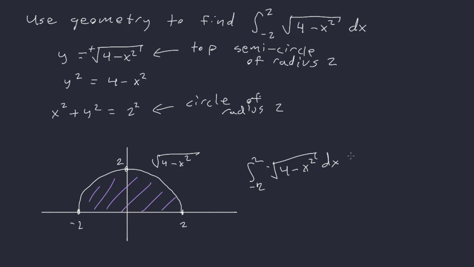So it's going to be the area of half of a circle, right? So it'll be 1/2 times pi r squared. Our radius here is 2. And so there we go. We get 1/2 times pi times 4. So it ends up being 2 pi. All right, so there we go.